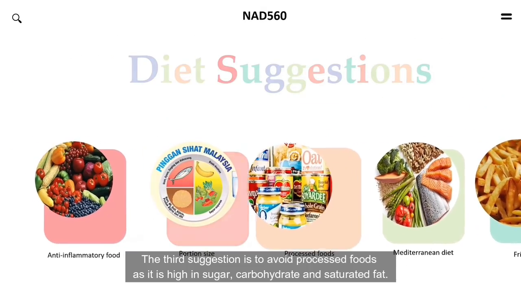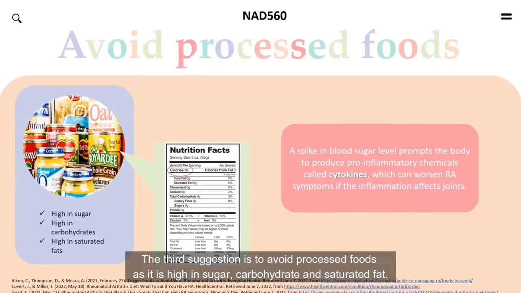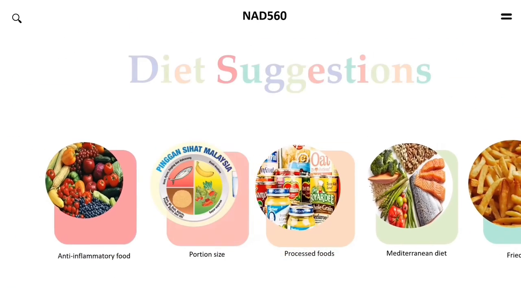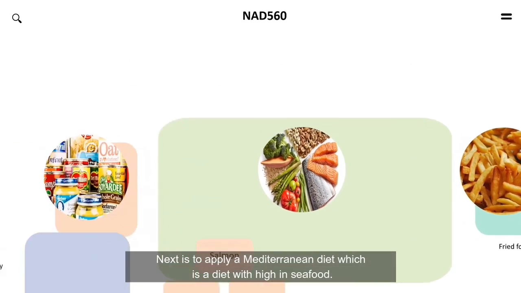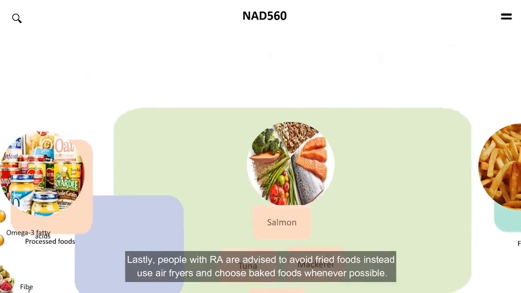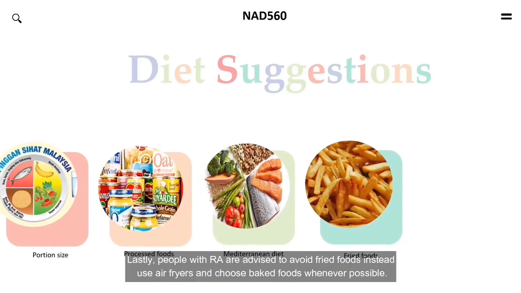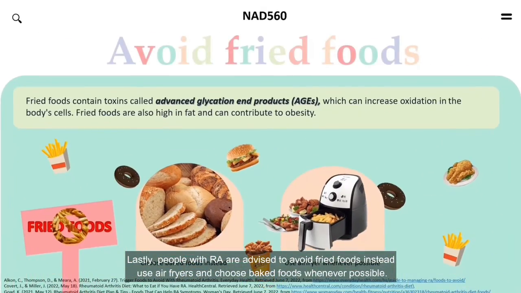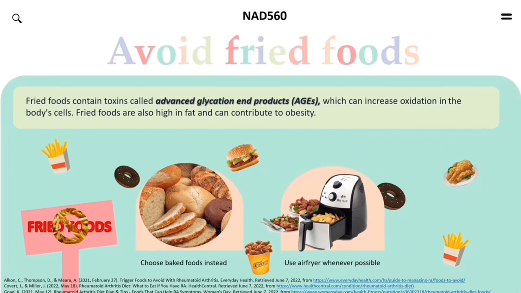The third suggestion is to avoid any processed foods as they are high in sugar, carbohydrates, and saturated fat. Next is to apply a Mediterranean diet, which is a diet high in seafood. Lastly, people with rheumatoid arthritis are advised to avoid fried foods. Instead, use air fryers and choose baked foods whenever possible.